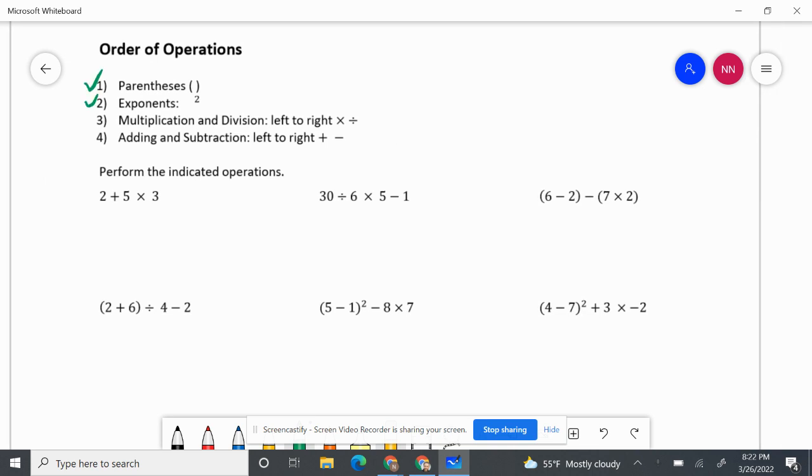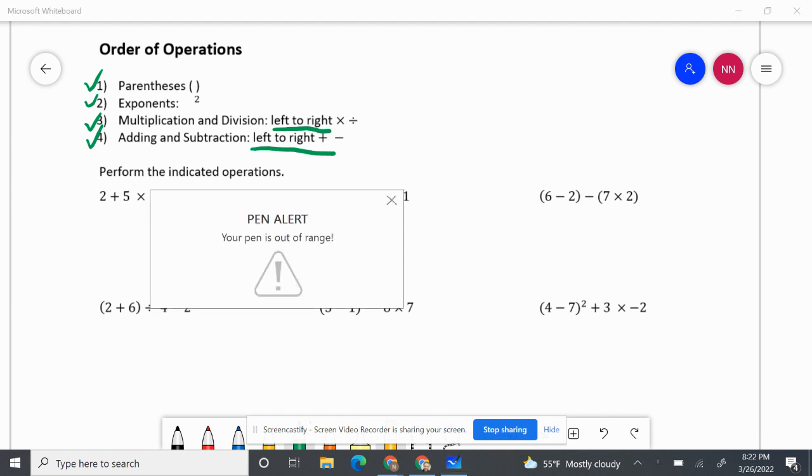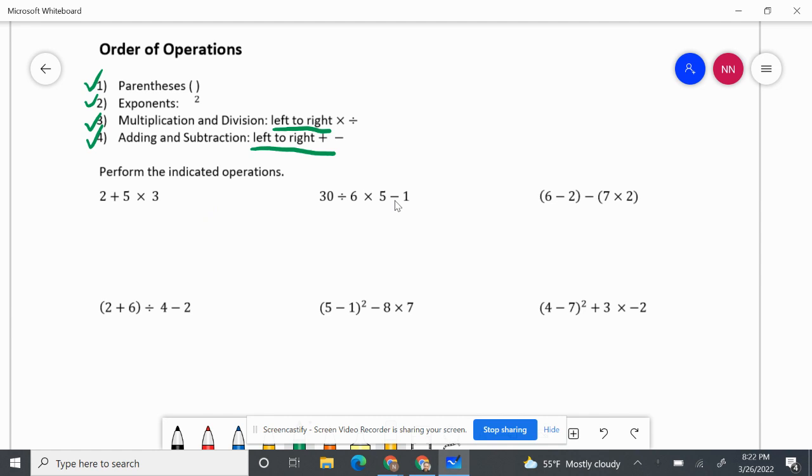Then we look at the exponents, multiplication and division, and the order goes left to right, adding and subtracting, and the order also goes left to right. So if we're looking at the first one, what we have is addition and multiplication. So the multiplication goes first, and that would be 15. So 2 plus 15. 2 plus 15 is 17, and that gives us our answer.